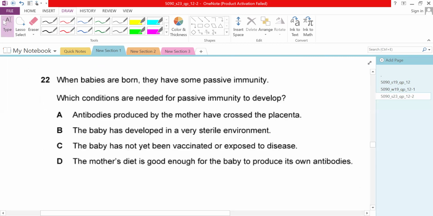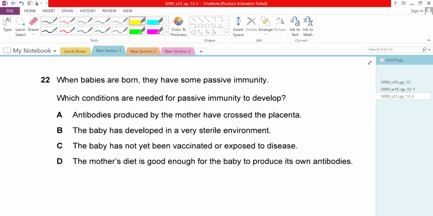When babies are born, they have some passive immunity. Which conditions are needed for passive immunity to develop? Antibodies produced by mother have crossed the placenta. The baby has developed in a very sterile environment. The baby has not yet been vaccinated or exposed to disease. The mother's diet is good enough for baby to produce its own antibody.